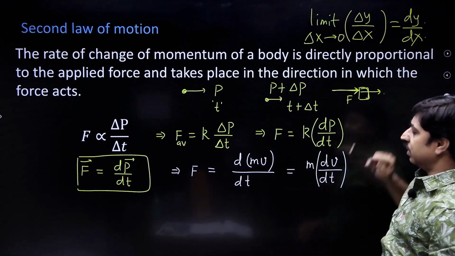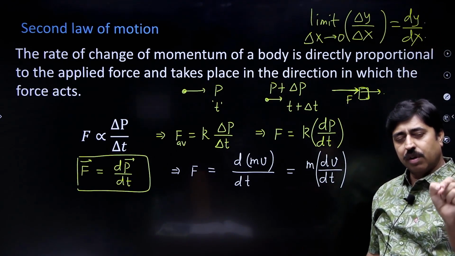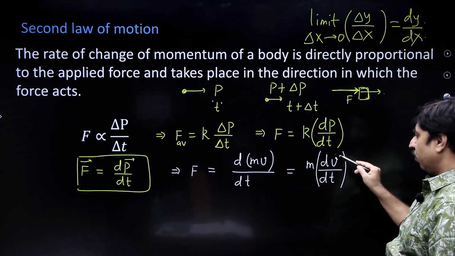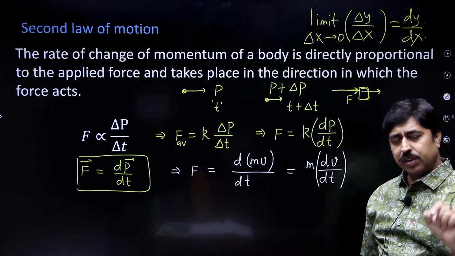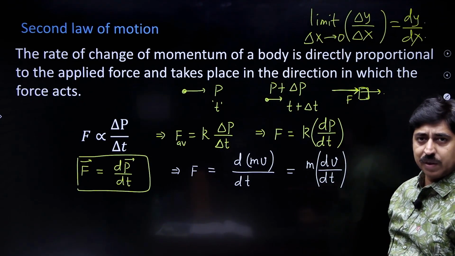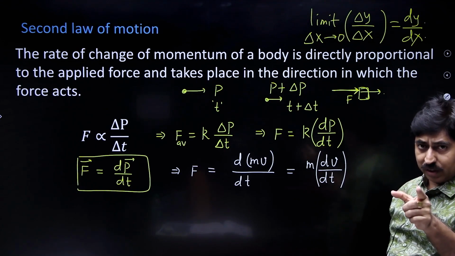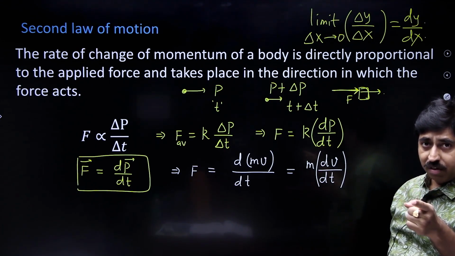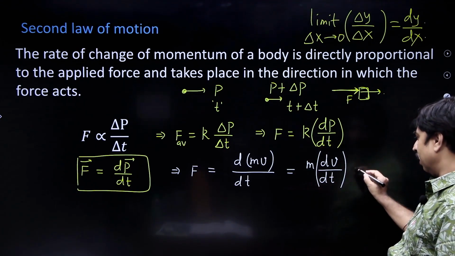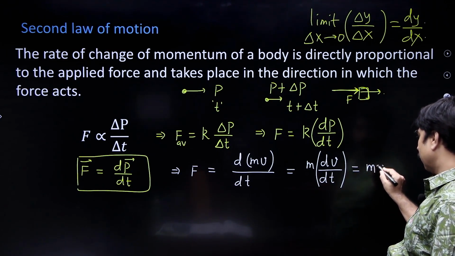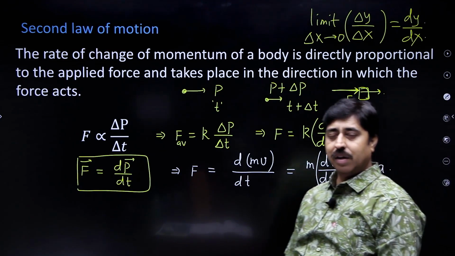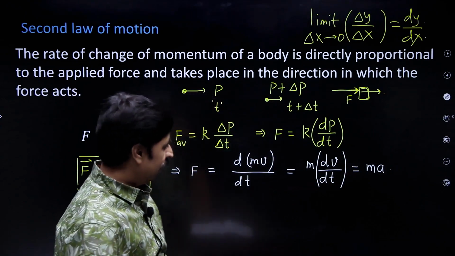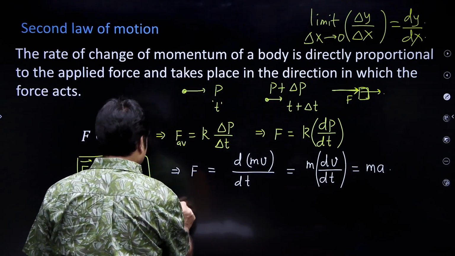What is dy by dx? It is rate of change of y with respect to x. So, dv by dt is rate of change of velocity with respect to time, and rate of change of velocity with respect to time is known as acceleration. Therefore, what do we get? F is equal to m into a.